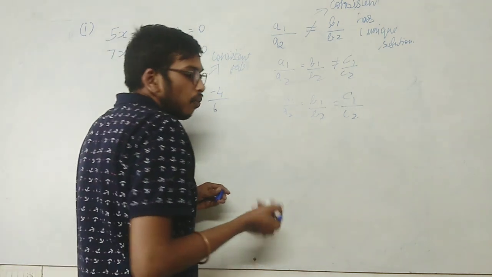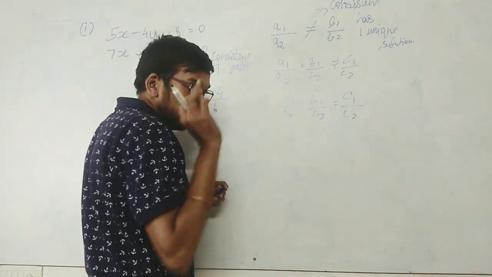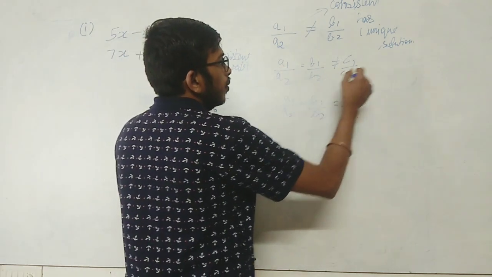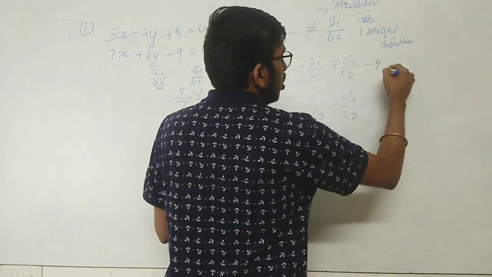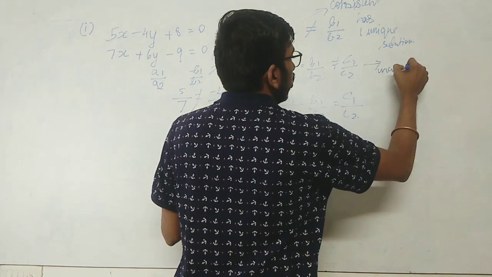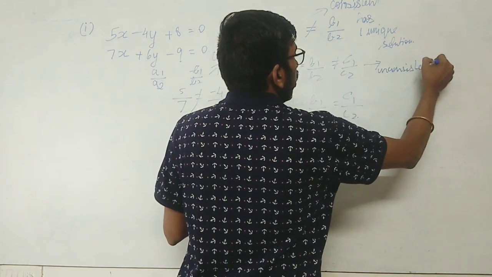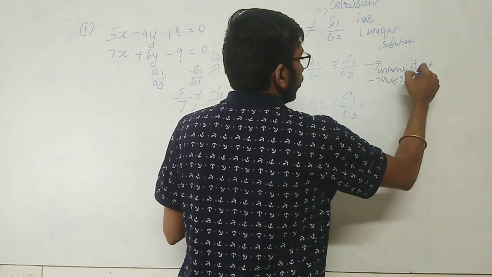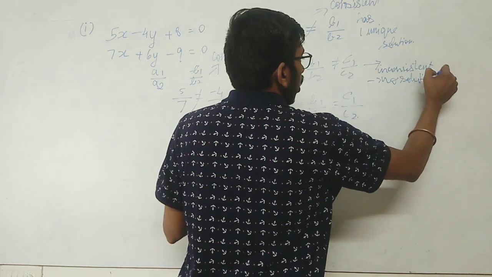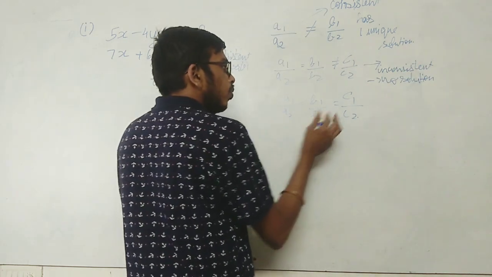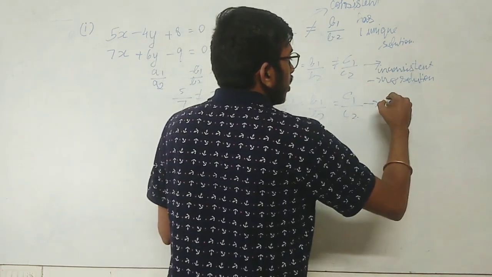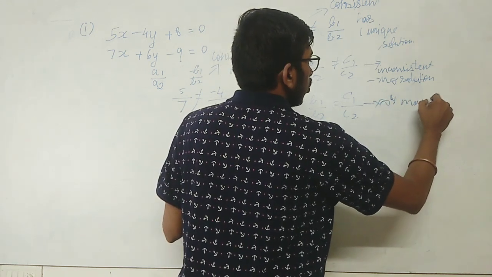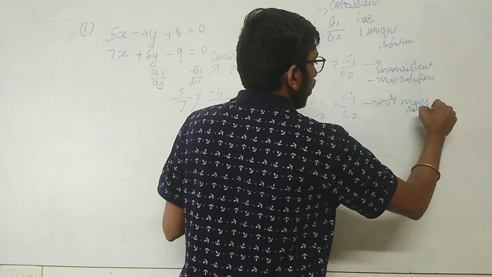You can use any of the four methods which we discussed to find that particular intersecting point, that particular solution. And when a1 by a2 equal to b1 by b2 and not equal to c1 by c2, this is an inconsistent pair, and it has no solution. And when a1 by a2 equal to b1 by b2 equal to c1 by c2, it has infinitely many solutions, and it's called a dependent pair of linear equations.